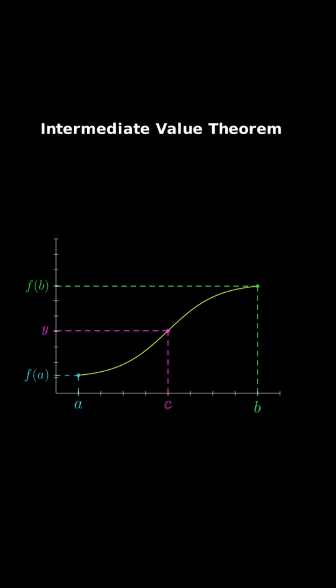chose. That intersection point we'll call c. And, by definition, the value of the function at c is precisely our y. Therefore, y equals f of c.